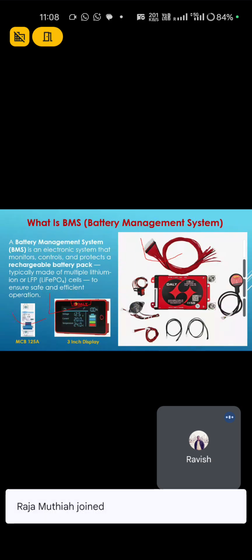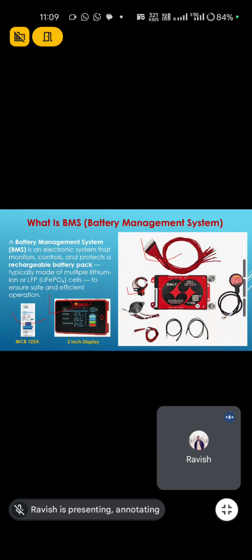This one is a BMS switch. The BMS switch is used to turn off the BMS or restart the BMS. And this one is a buzzer, but a buzzer we only use in the e-recharge battery.